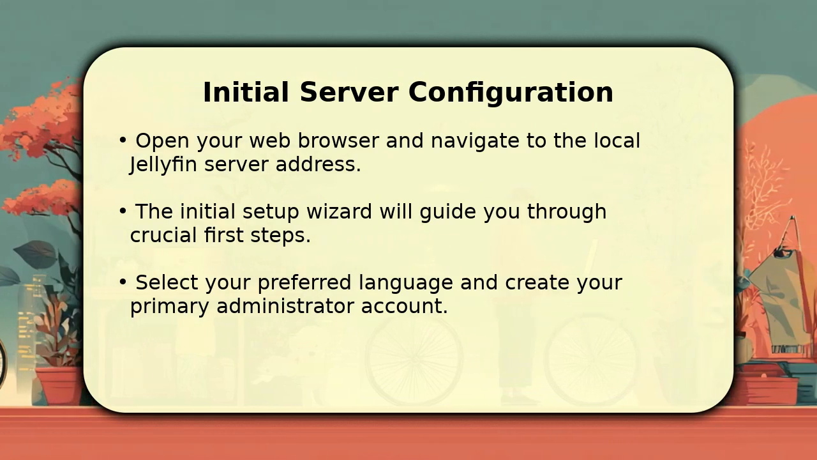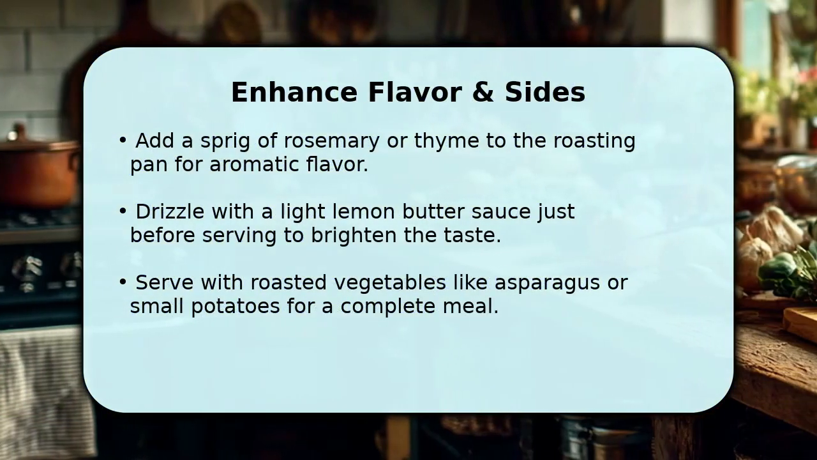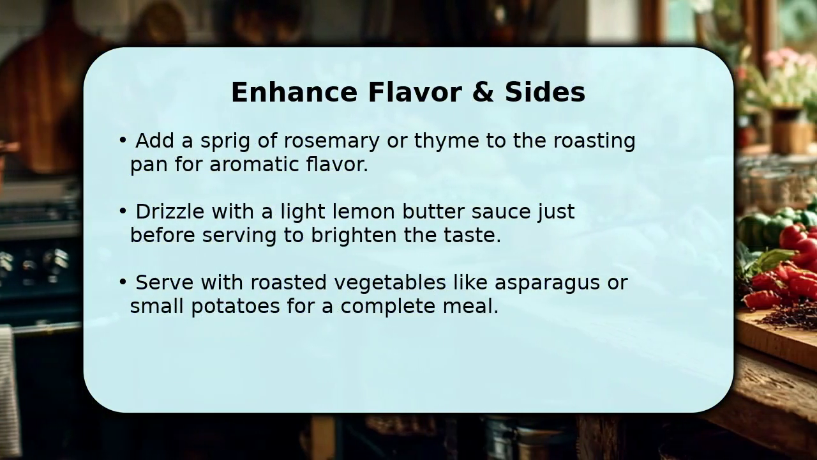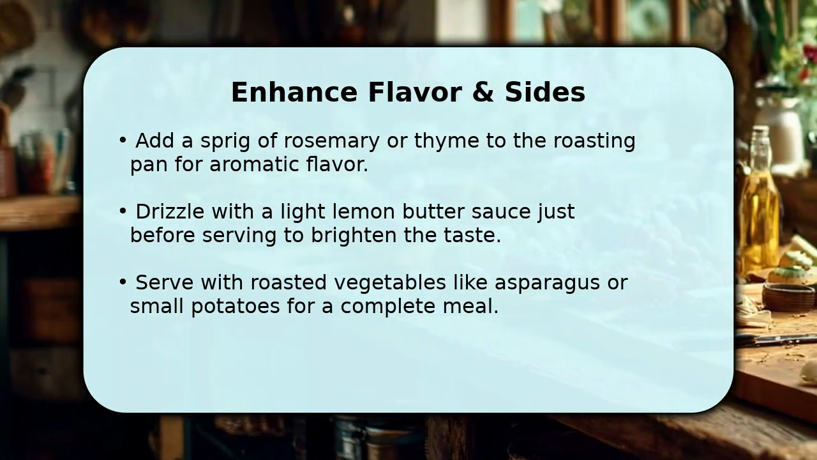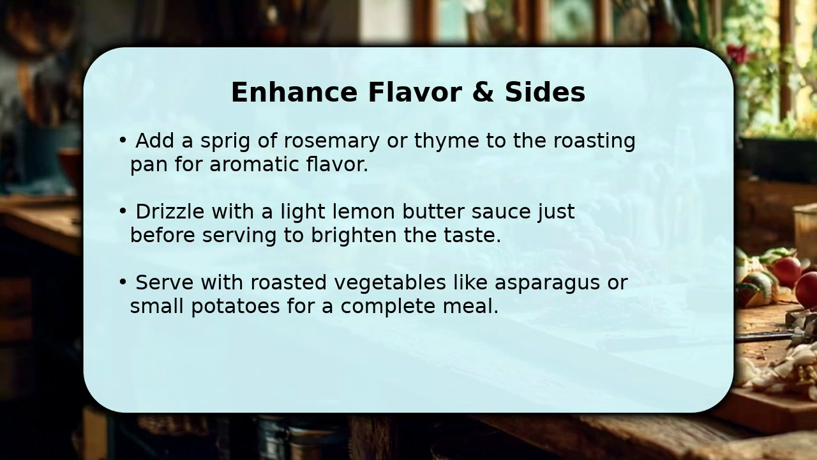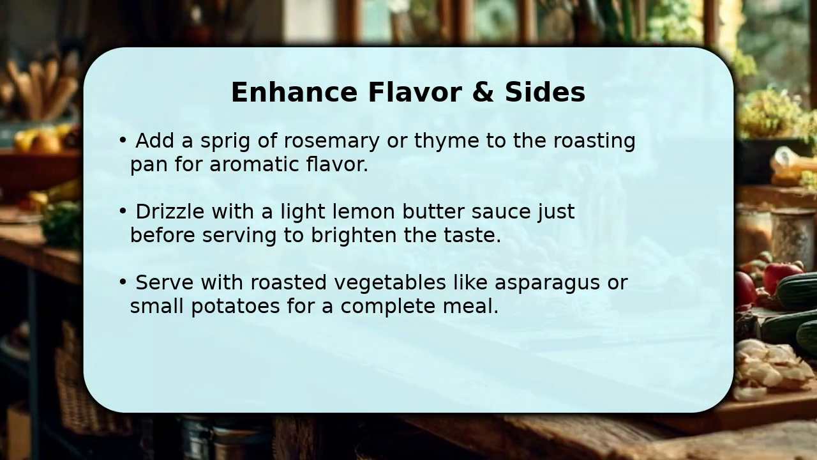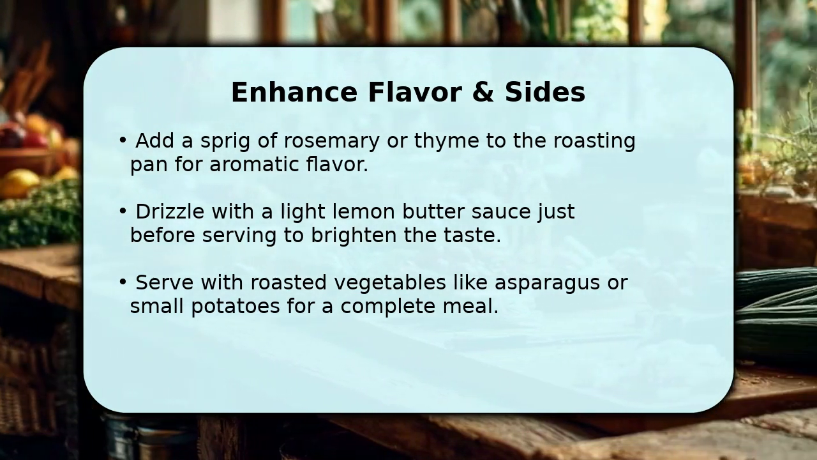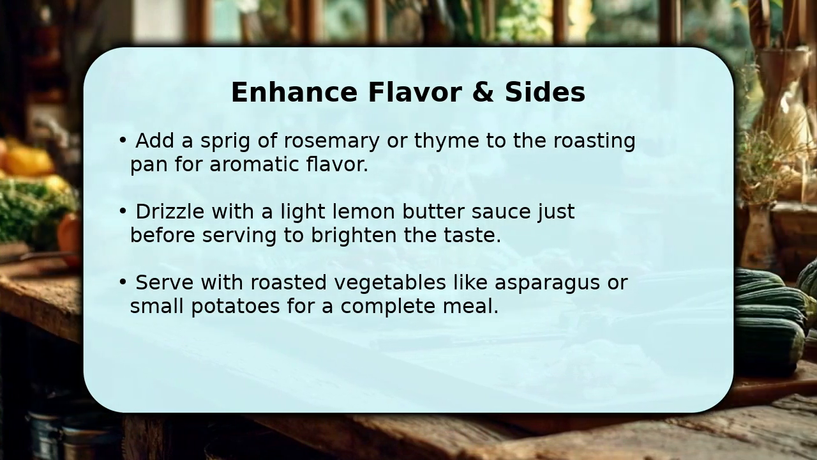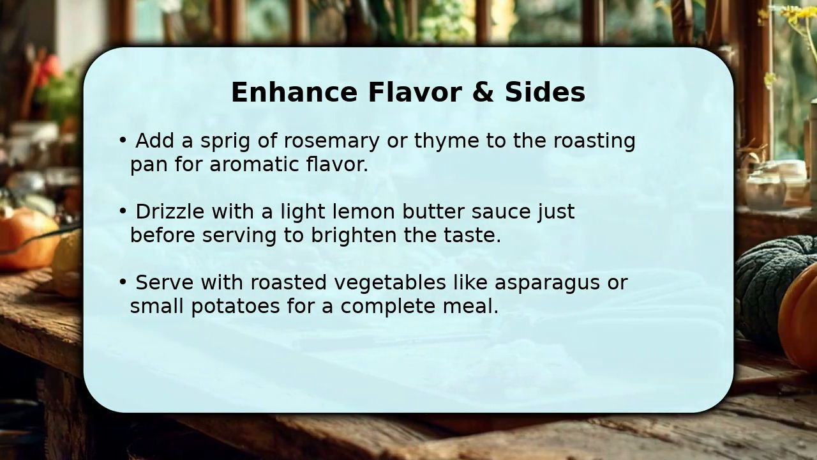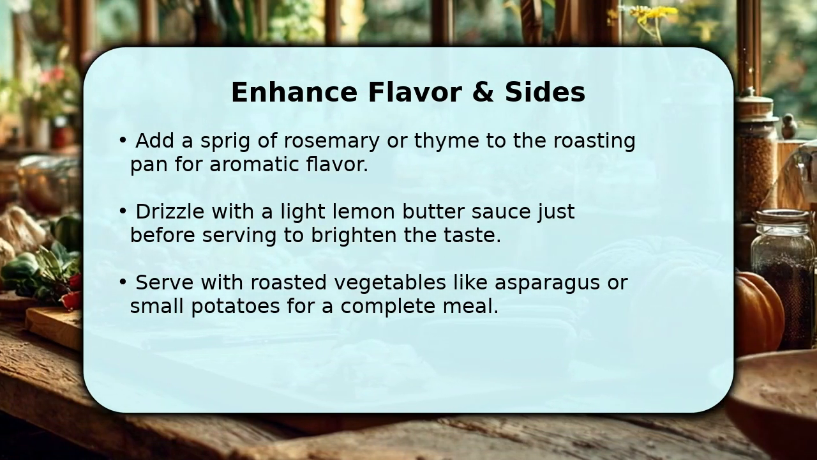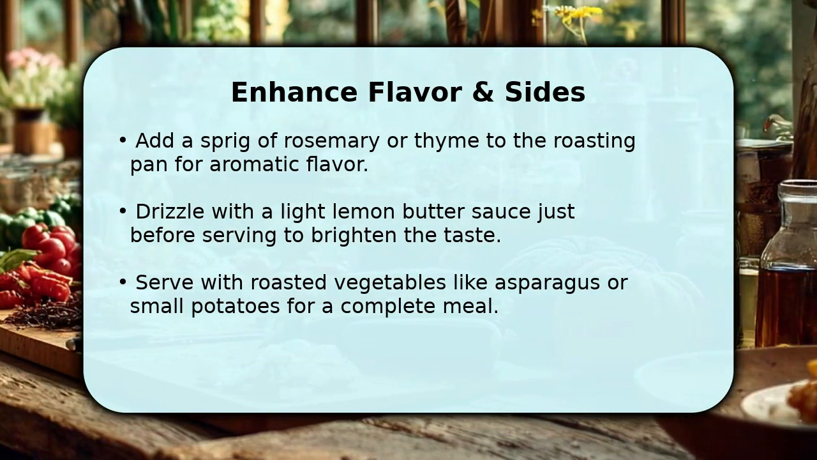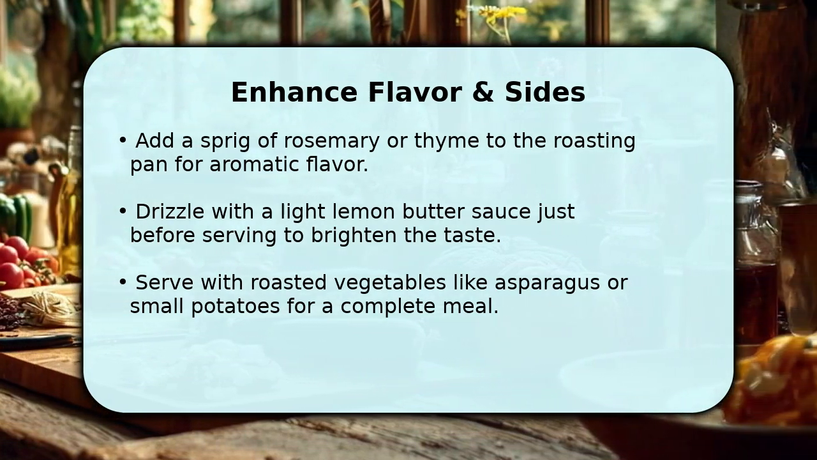This account controls all. To elevate the flavors, add fresh herbs like rosemary or thyme to the roasting pan during the last few minutes. A simple pan sauce, perhaps a reduction of white wine, also complements the quail beautifully. Before serving, a squeeze of fresh lemon juice or a sprinkle of chopped parsley adds a bright finish. Pair your delicious quail with roasted asparagus or small baby potatoes. This creates a truly elegant and complete meal.